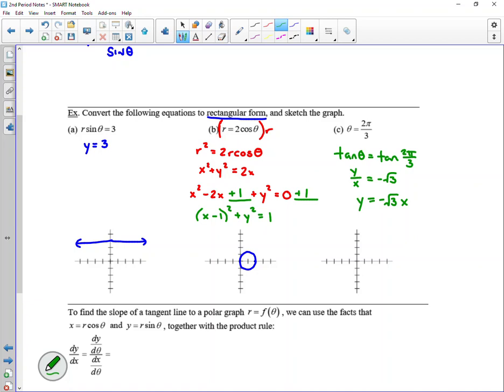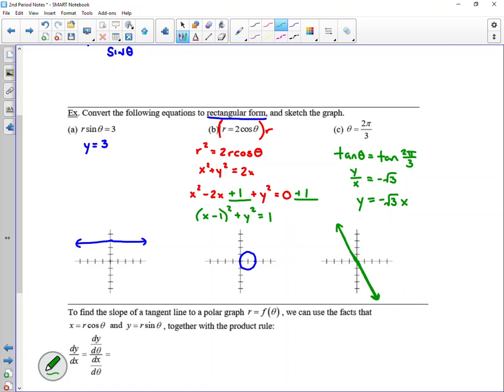So this line that goes through 2 pi over 3 has a slope of negative root 3. No, because r can be negative. So this is for every r value. For every r value, if r is positive, it's going to keep going out this way. If r is negative, it will go backwards, right? So if you plug in negative r's and positive r's, it'll give you the equation of that whole line.